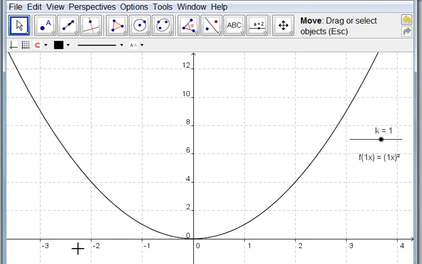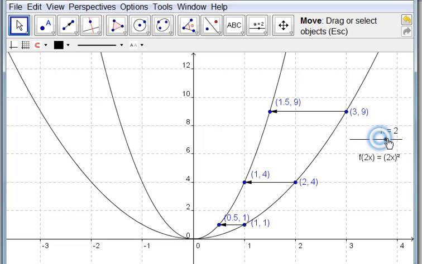So let's get on GeoGebra. And as you can see here, I've got f of 1x is 1x squared, the curve here. So if I transform that to f of 2x, multiply inside the brackets, I get 2x all squared. So this curve here is actually 4x squared. So let's analyze what's happening to each one of these points as we transform this curve.